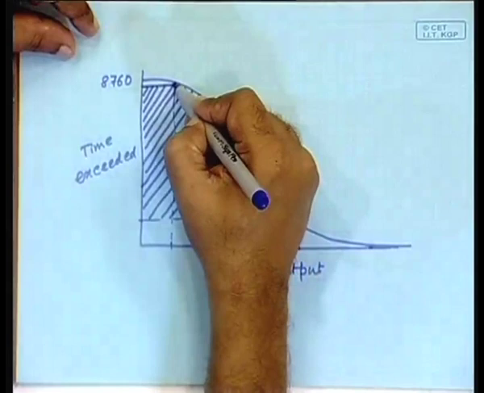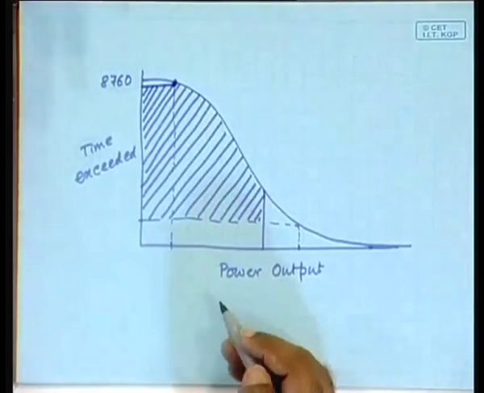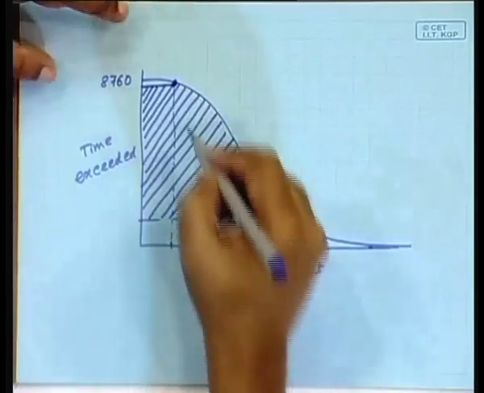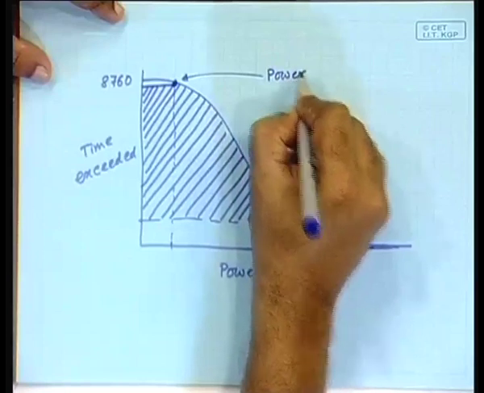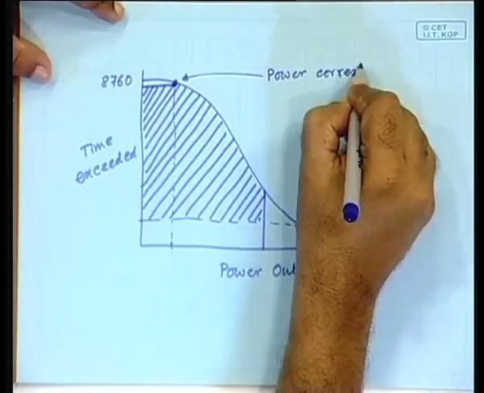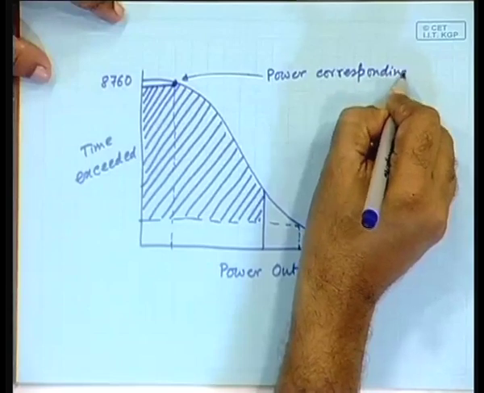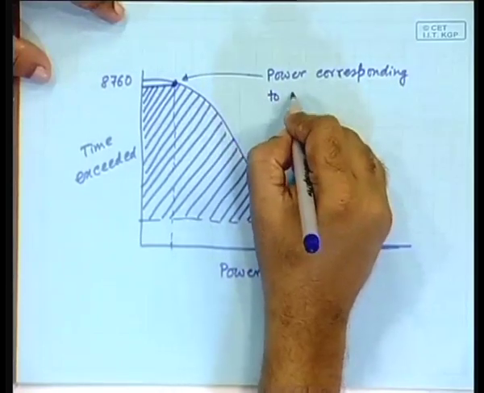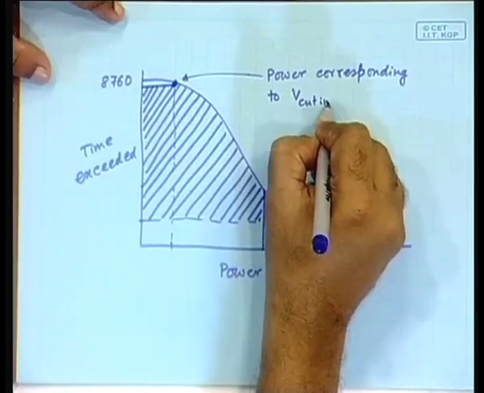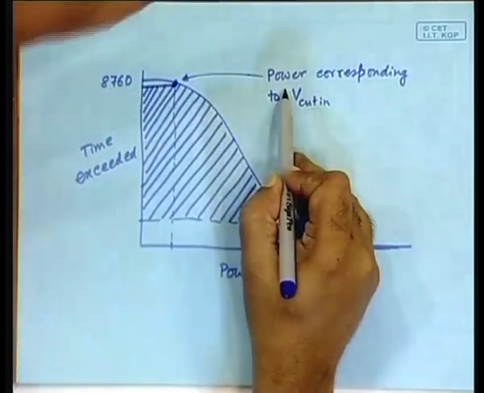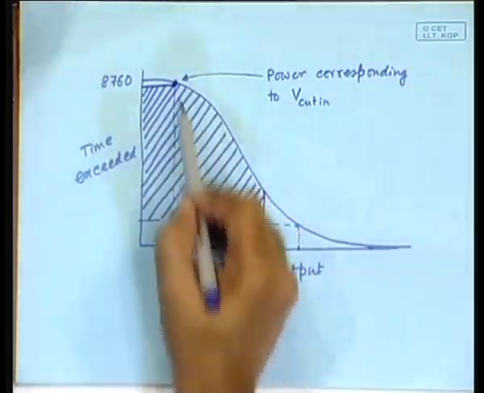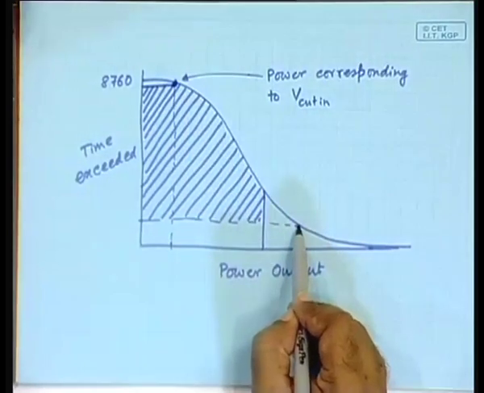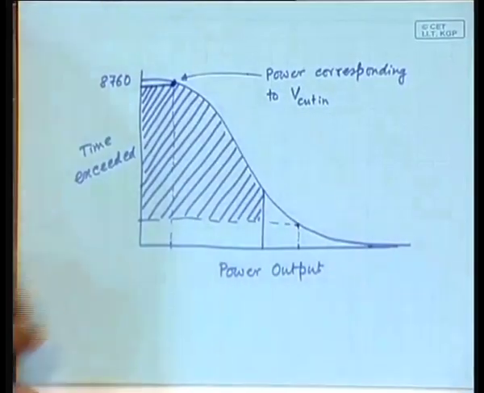So, what does this point represent? The power corresponding to cut in. Power means not the electrical power output, but the power contained in the wind, that is represented here. Here it is the power corresponding to cut out or furling, and here is the rated power. Good.